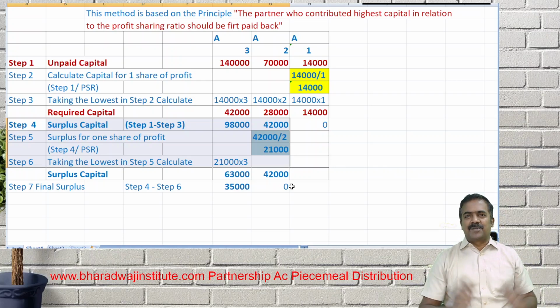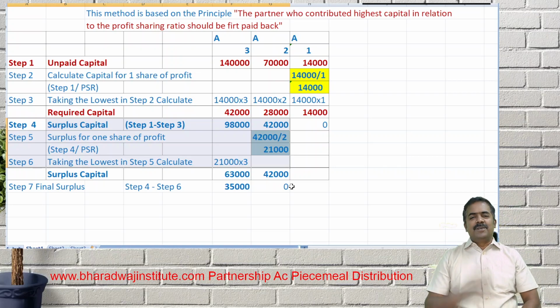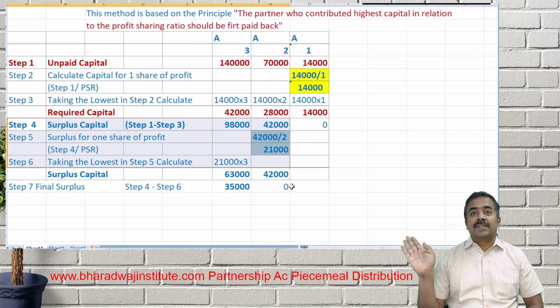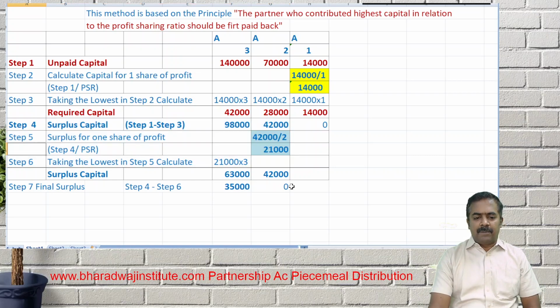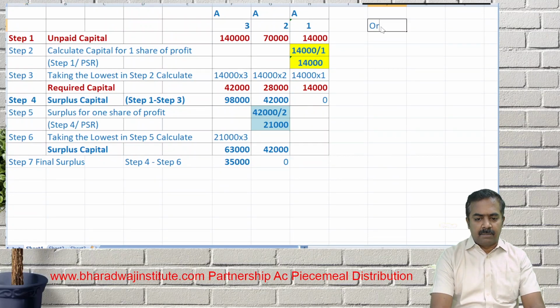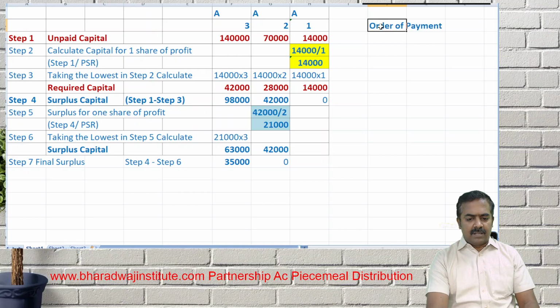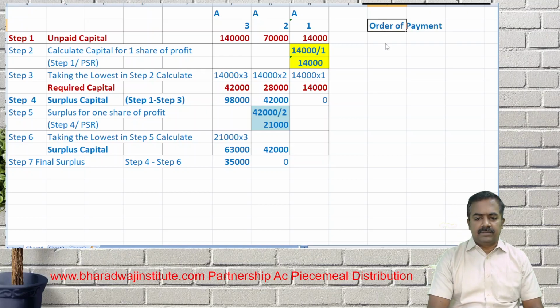If you look at the past 10 years question papers, and at your study material problems, this is which method? Relative capital method. Maximum how many partners do they give? Only 3 partners. Please remember, this is just a working note. Now we have to decide order of payment.